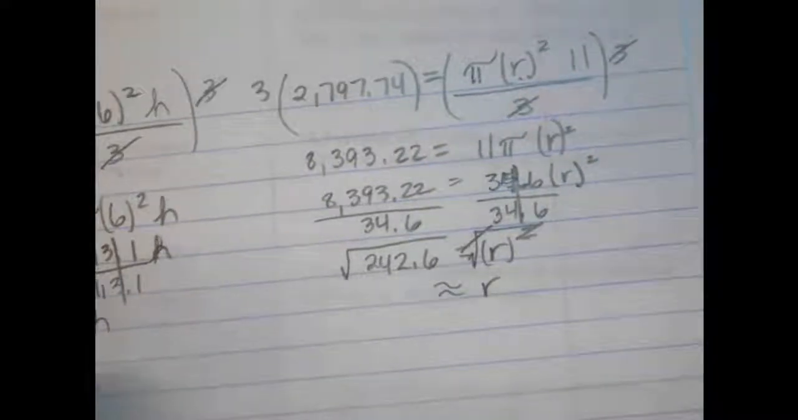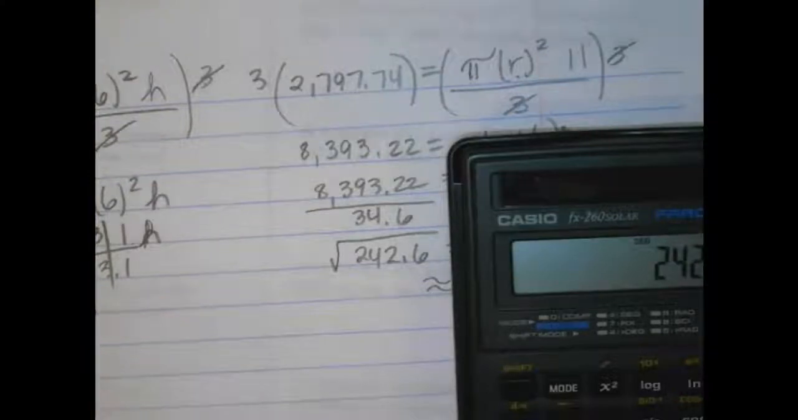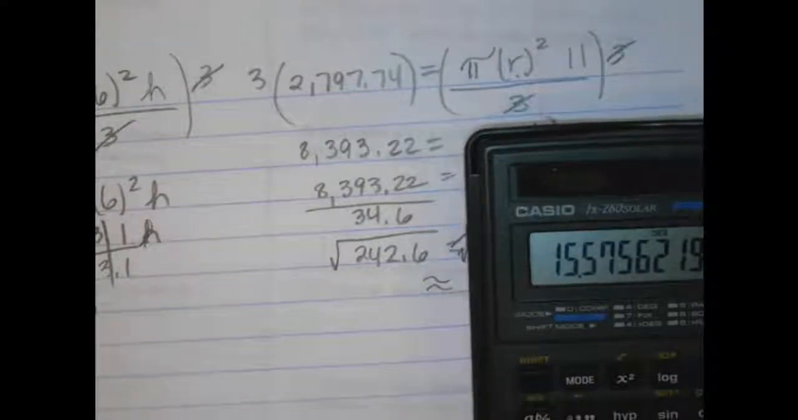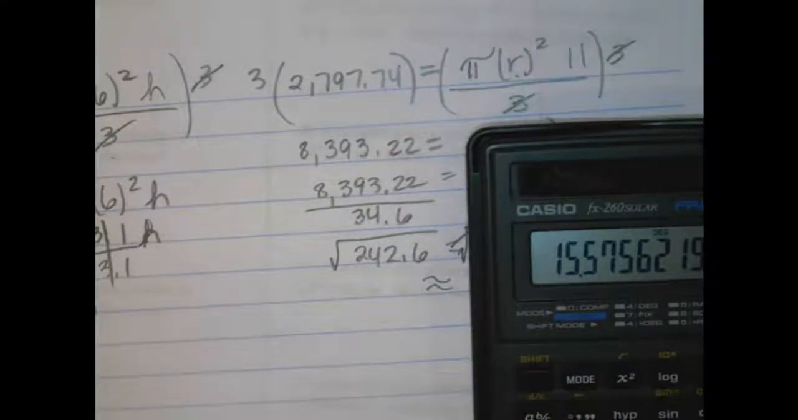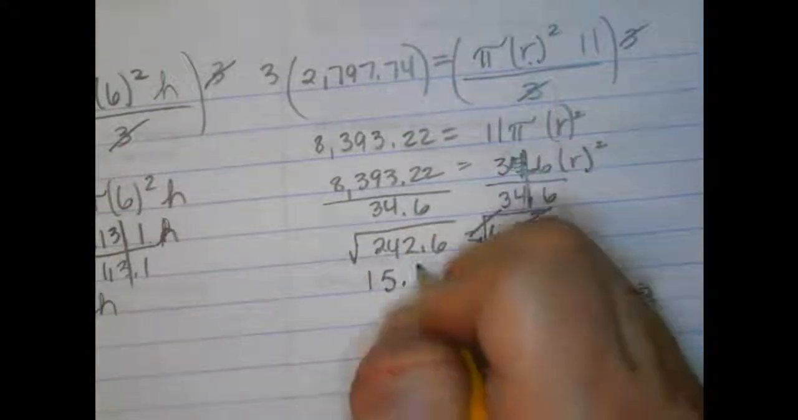Right? So I'm just going to use my calculator for this. I don't need you guys to, I mean, if you want to do an approximation, that's fine. If you want to do an exact, that's fine too. But if I take 242.6 and I take the square root, I get what? 15.57 or approximately 15.6.